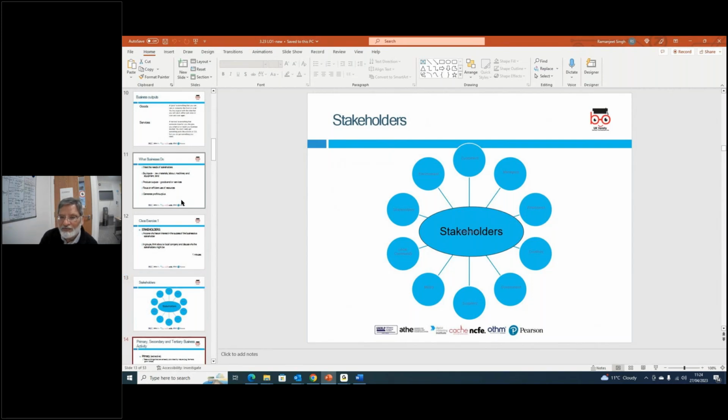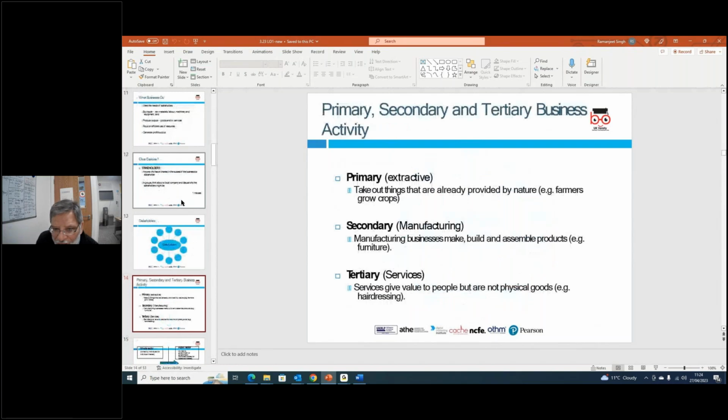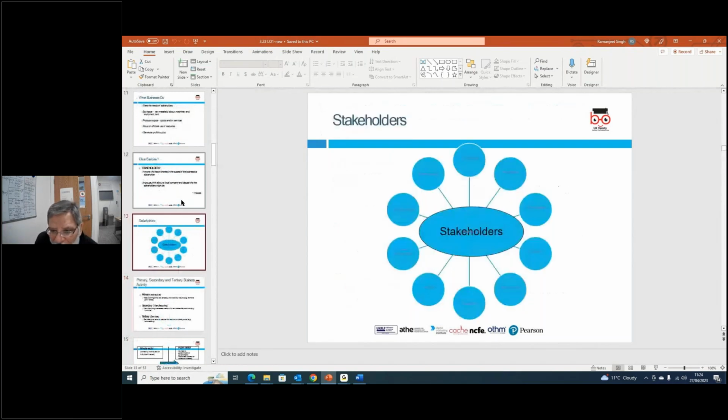So, some examples of stakeholders. Can you think of some stakeholders here? I think we can. Can you see the screen there?